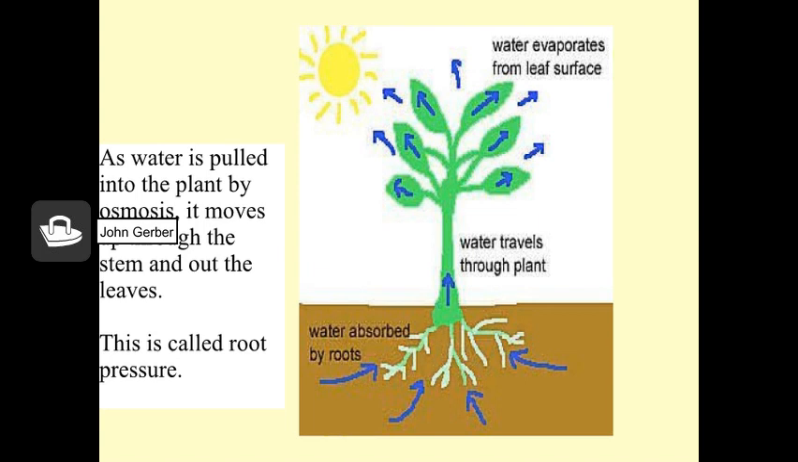Osmosis is one way in which water is absorbed into the plant root. This is called root pressure, as water moves from low concentration of salt in the soil to a higher concentration of salt in the plant root.